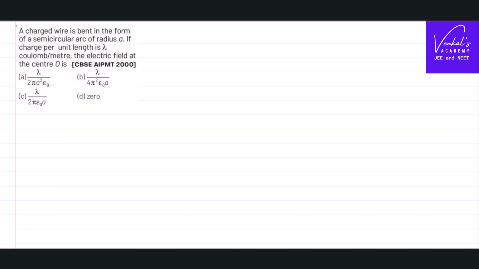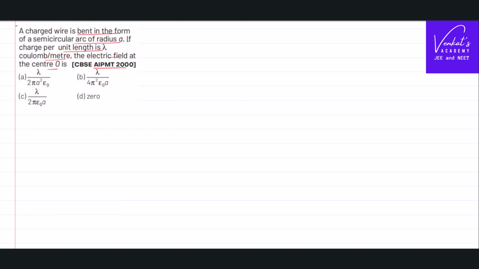This is an IIT JEE 2000 question in electric charges and fields, and a very interesting question. It says a charged wire is bent in the form of a semicircular arc of radius a. If the charge per unit length is given as lambda, what is the electric field at the center? Let us draw a diagram first to understand what has been given.